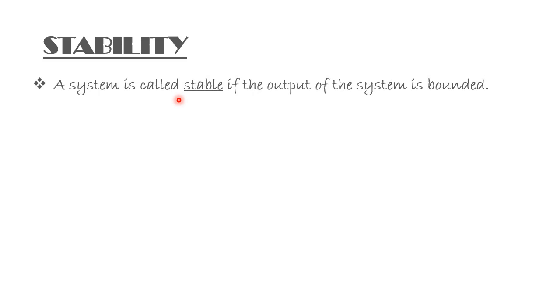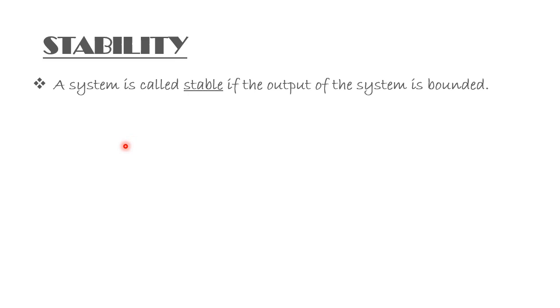Stability. Okay, so now let's understand what is stability. A system is called stable if the output of the system is bounded. Means we can call a system stable only if the output of the system is being settled to a specific point with time, and if it's not being settled to a point, it's moving away from the point up to infinity, then the system will be called an unstable system, not a stable system.